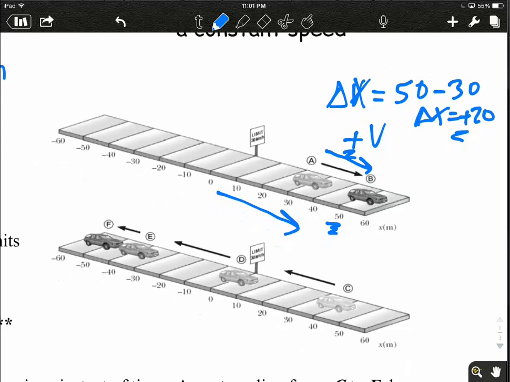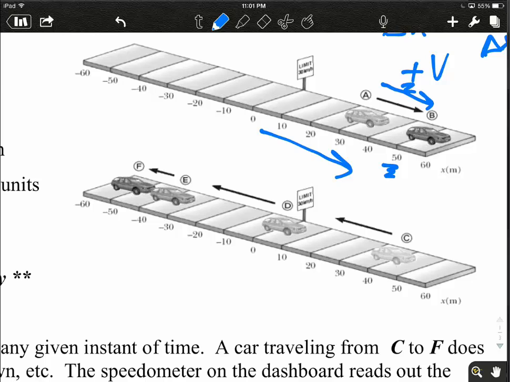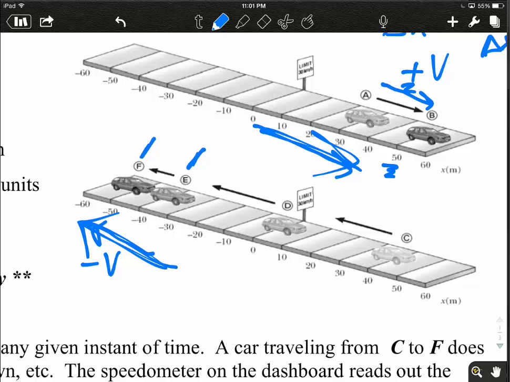If you look at the other example here, let's just look at when it was moving from, let's say, point E to point F. It went from negative 40 to negative 50. It's moving in a negative direction, or it's moving in the opposite direction of our other car. So we designate this direction as positive and this direction as negative.